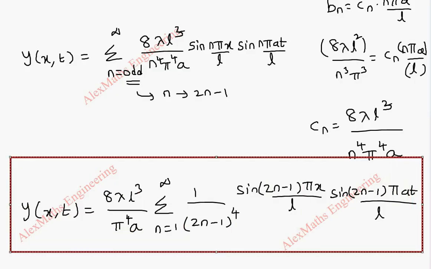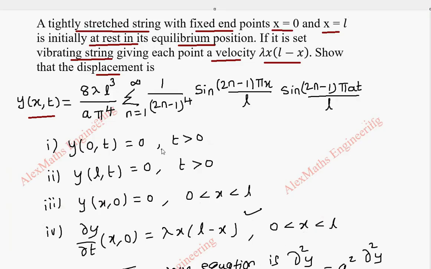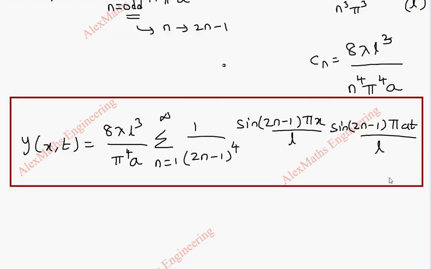This is our solution for the given problem. This is what is given in the question, to prove: 8 lambda L cubed by a pi power 4 summation 1 to infinity 1 by (2n minus 1) whole power 4 sin (2n minus 1) pi x by L into sin (2n minus 1) pi at by L. That we got here.